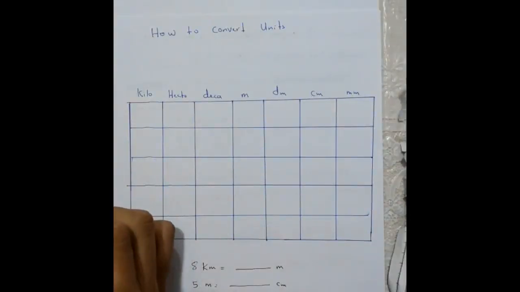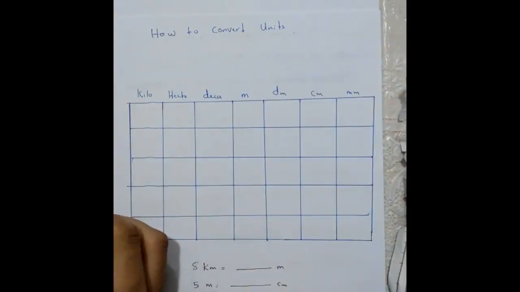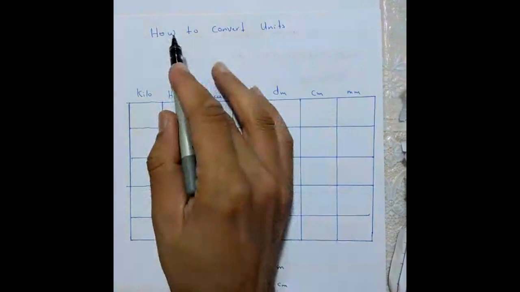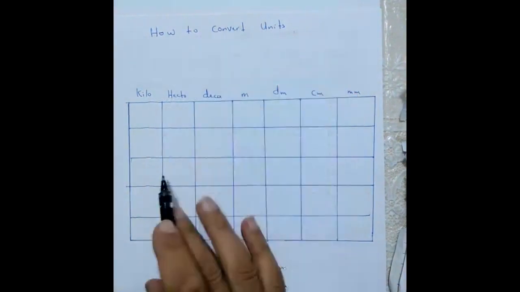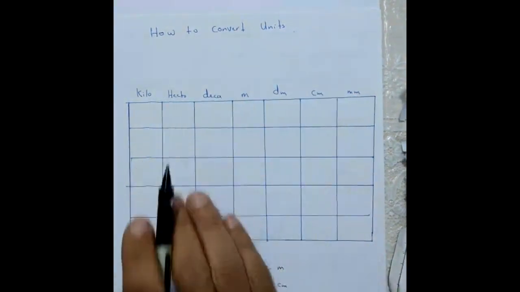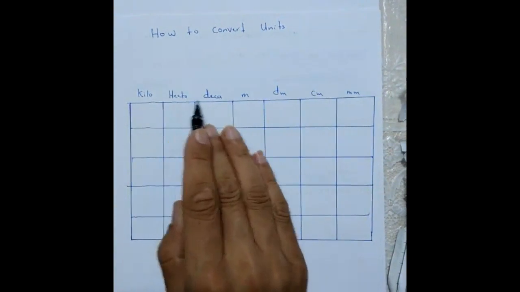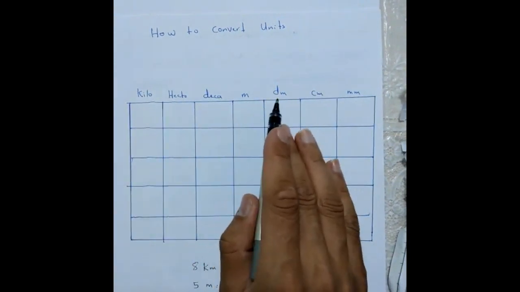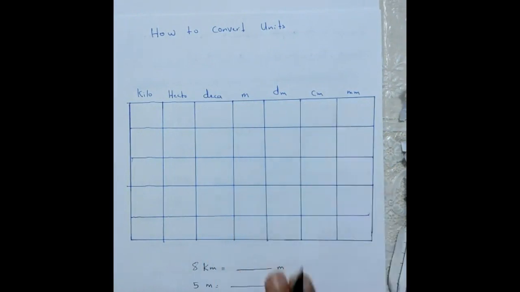Hello everyone, welcome to the fourth part of lecture one, and today we will talk about how to convert units. We will do it as a table, and this is kilo, hecto, deca, meter, decimeter, centimeter, and millimeter.